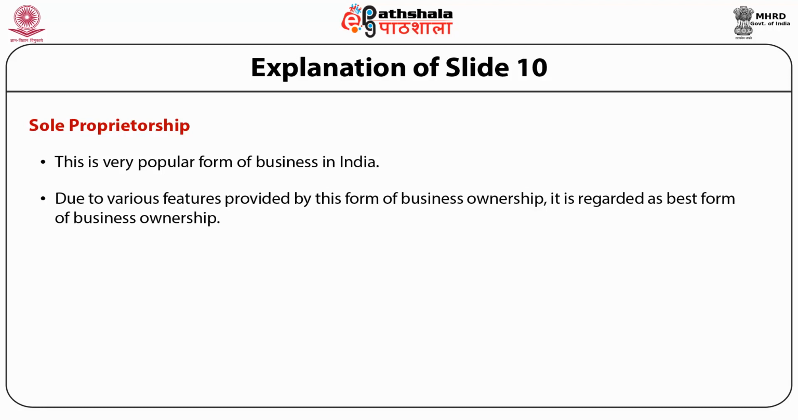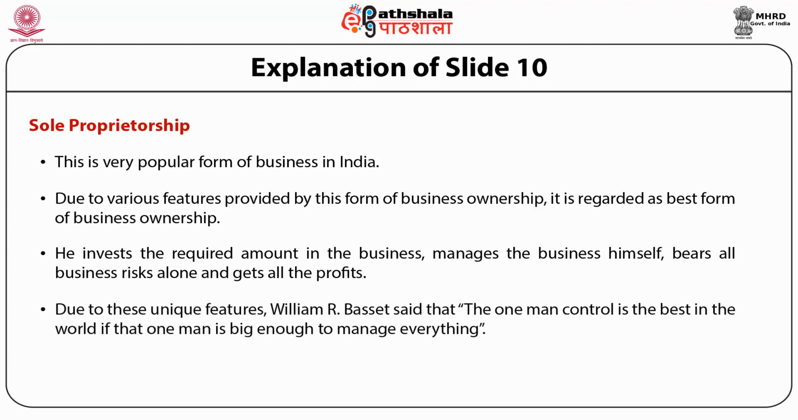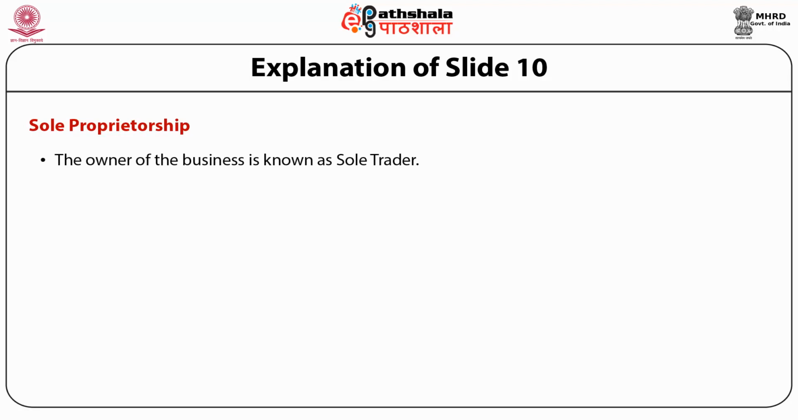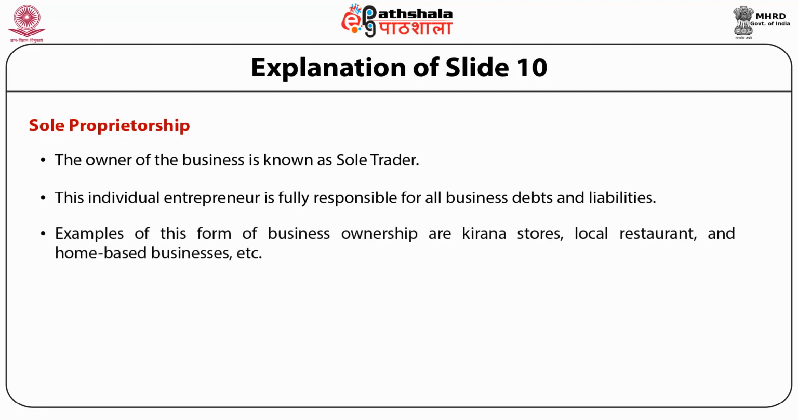Sole trade business is established by a single individual. He invests the required amount in the business, manages the business himself, bears all business risk alone, and gets all the profits. Due to these unique features, William R. Bassett said that one man control is the best in the world if that man is big enough to manage everything. The owner of the business is known as the sole trader. This individual entrepreneur is fully responsible for all business debts and liabilities. Examples of this form of business ownership are kirana stores, local restaurants, and home-based businesses, etc.